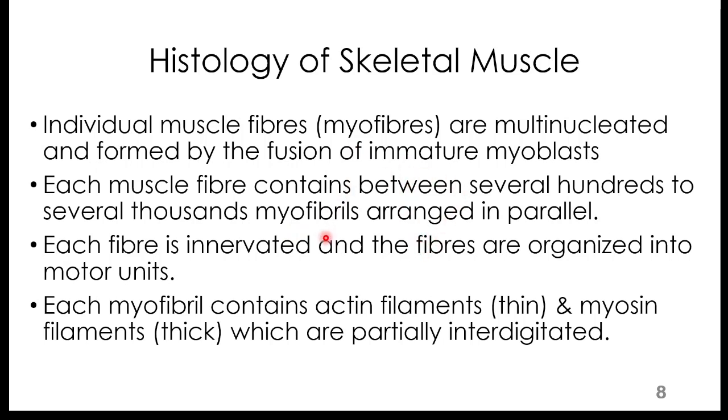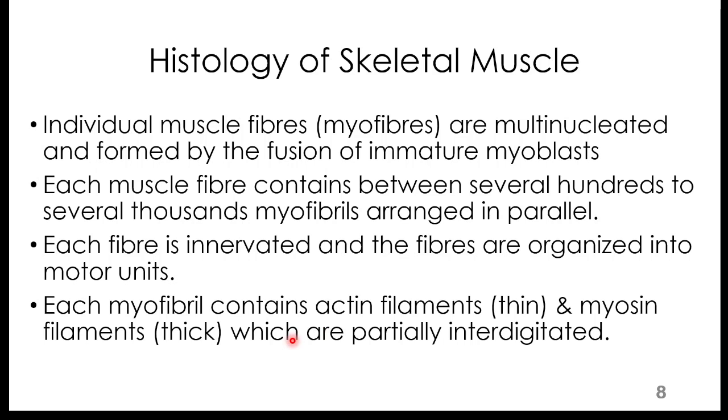You can refer to the illustration of the anatomy of the muscle earlier. Each fiber is innervated and the fibers are organized into motor units. The myofibril contains actin filaments. Remember that we said that each muscle fiber or each muscle cell is also composed of hundreds of myofibrils. The myofibrils in turn are made up of filaments, the thin filament or actin filament, and the thick filament or myosin filament, which are partially interdigitated.